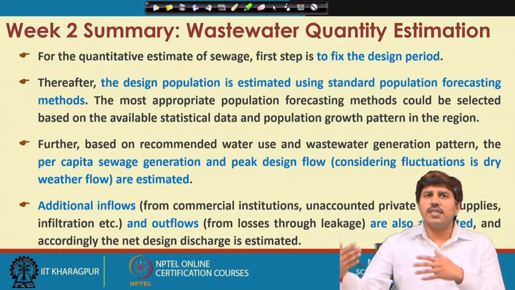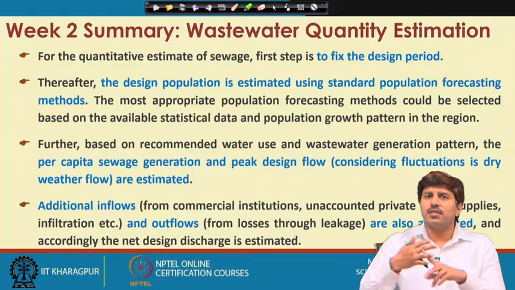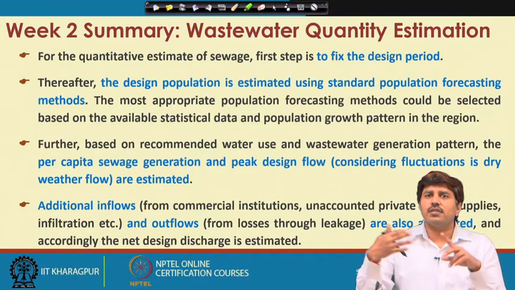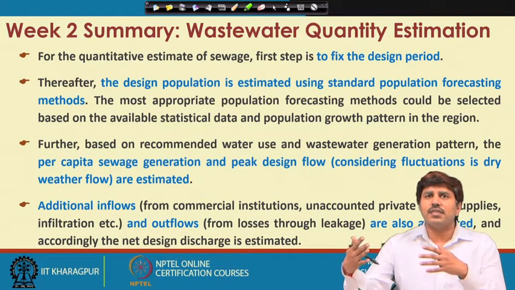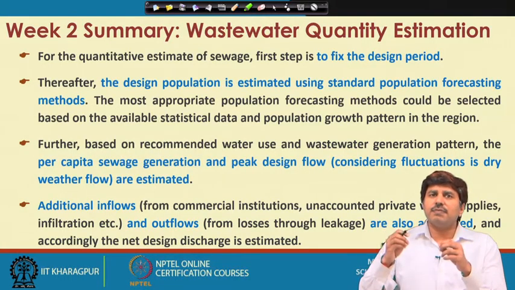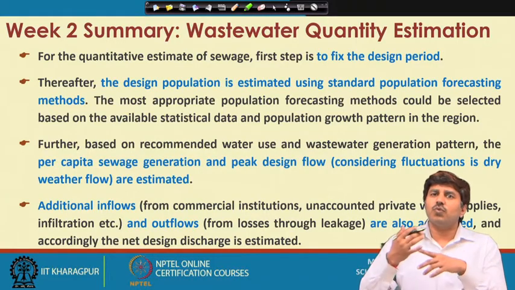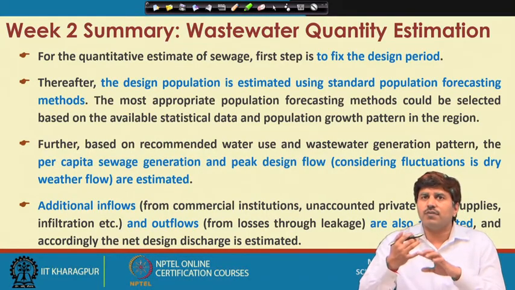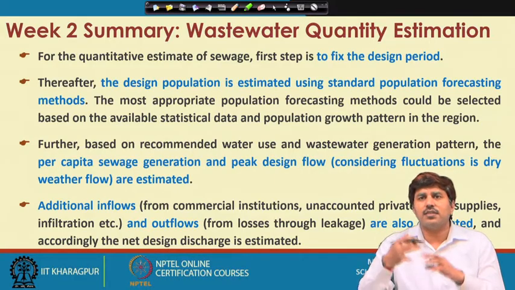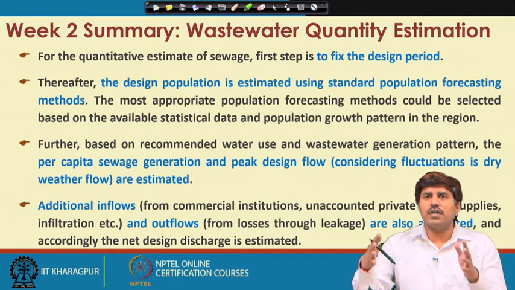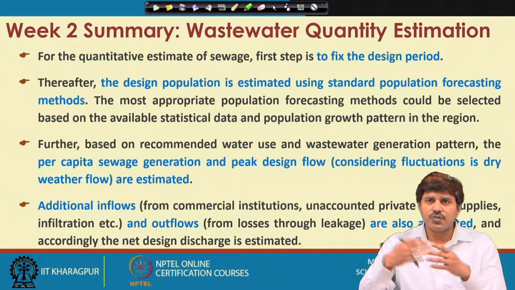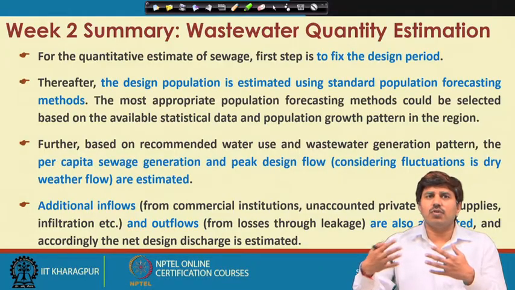We did discuss various methods involving the arithmetic increase method, geometric increase method, incremental increase method, ratio method, master plan method, and various graphical methods. There are several methods, and the most appropriate population forecasting method could be selected based on what kind of data we have at hand, what kind of population growth pattern there has been in the past in that region, or whether the city is being developed under some sort of master plan or zoning systems. That will give us an idea of which method to adopt.